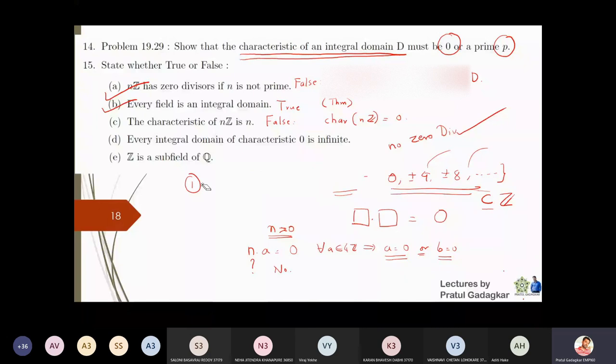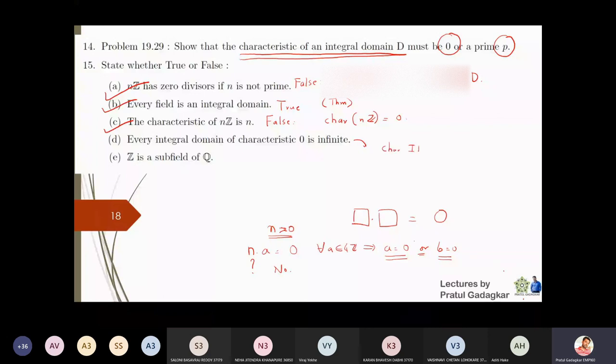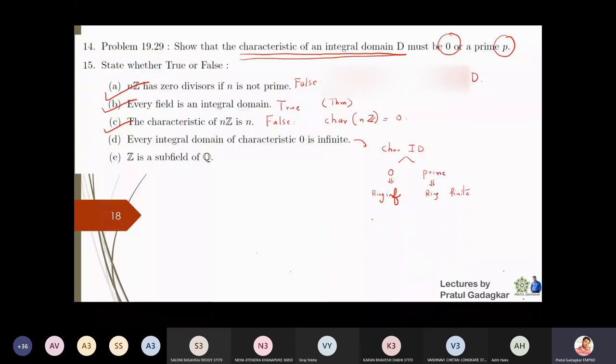The fourth question is trying to tell me that every integral domain of characteristic zero is infinite. Now, is this true? Just now we have studied that the characteristic of an integral domain has only two choices. What are the two choices? Either it can be zero or it can be prime. If it is prime, then the ring becomes finite, right? Therefore, if it is zero, the ring must be infinite, right? So if an integral domain is of characteristic zero, then that integral domain must be an infinite set. So this is obviously true.